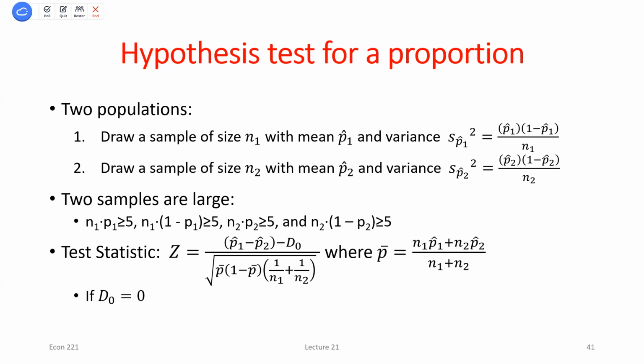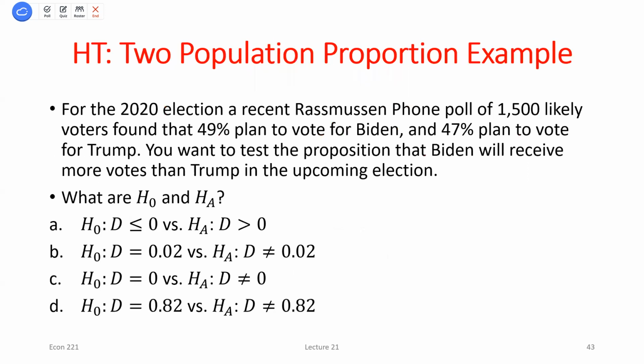So with that in mind, let's go to this example. Let's say I go back to the last election, and I had this polling data. We did a phone poll with 1,500 people, so a really large sample size. We had 49% of people planning to vote for Biden, 47% for Trump, and we wanted to test whether or not Biden is going to receive more votes than Trump in the upcoming election.